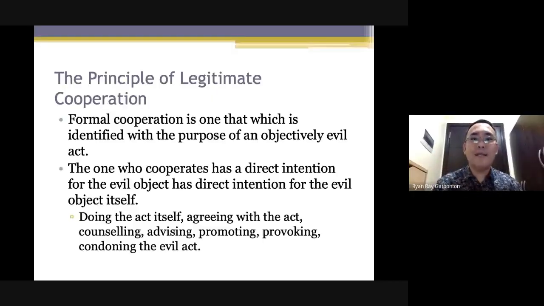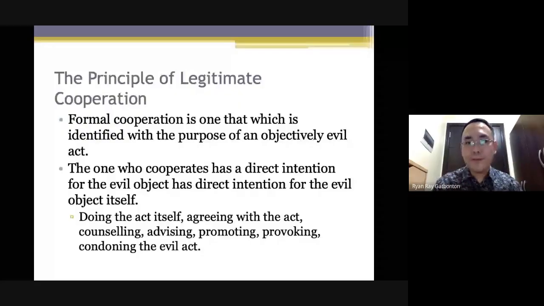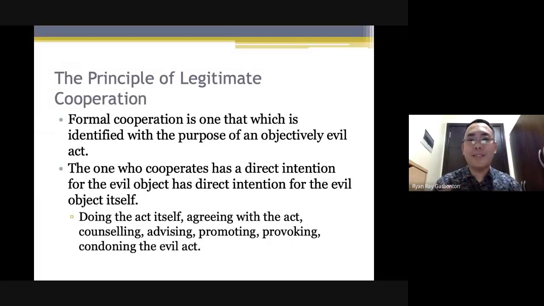But if, for example, the bank robbers threatened you if you did not join their cause, and it forced you to join them, are you formally cooperating with them? No. By the principle of legitimate cooperation, if you cooperated with them because there's a threat, a greater threat that you want to prevent, then you are legitimately cooperating with that evil act because you just want to prevent a greater evil from happening, which is the death of your family or whatever evil actions greater than bank robbery na magagawa ng mga magnanakaw. Okay?